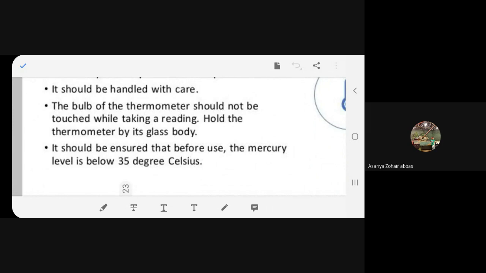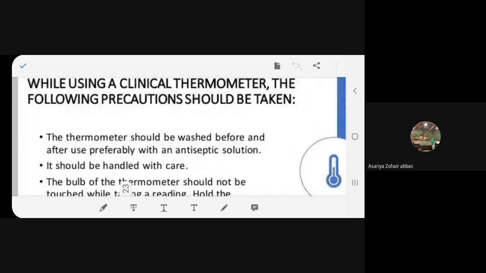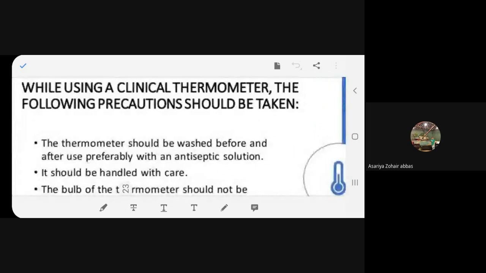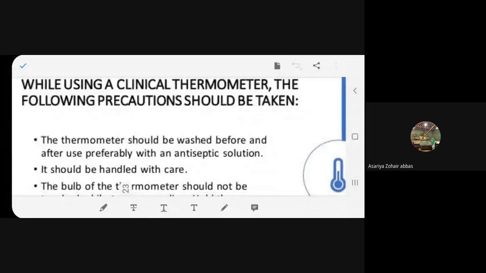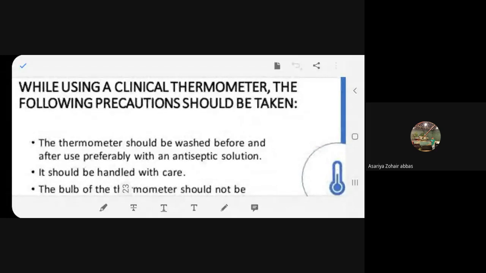Thank you. Better than before. Zohar? Yes, ma'am. Better than before. Did you find it good when you were reading the content? When you were reading the slide, did you find it good? Did you enjoy it? Yes. That means you're improving, isn't it?